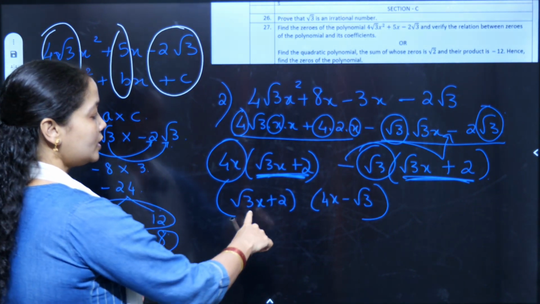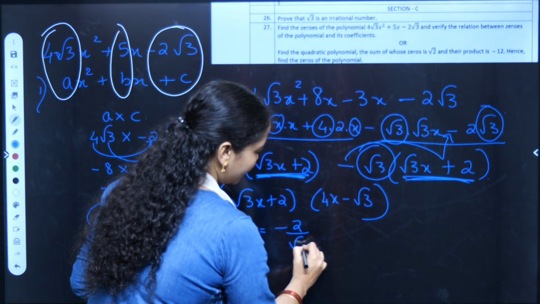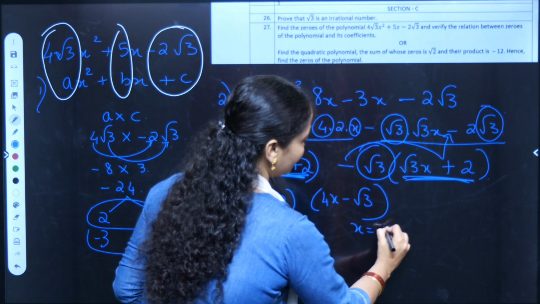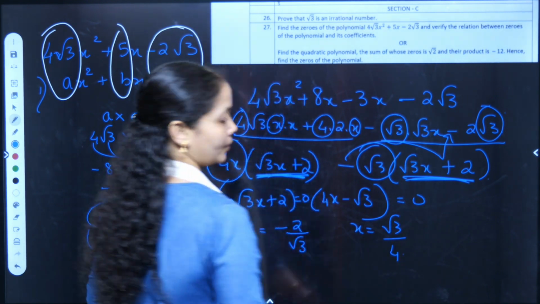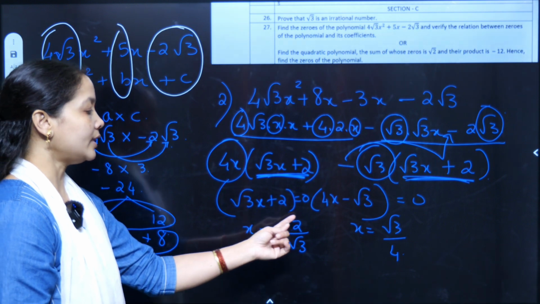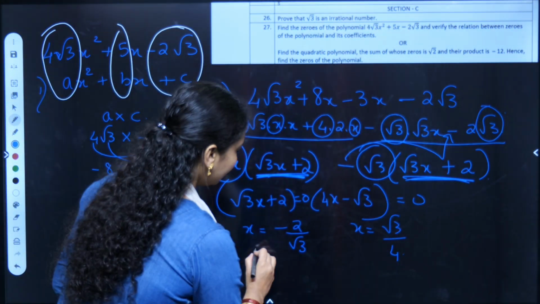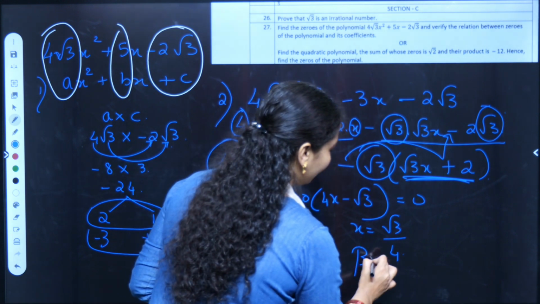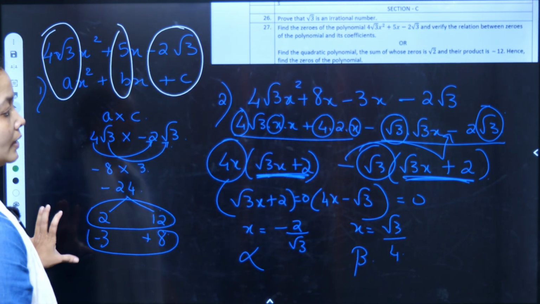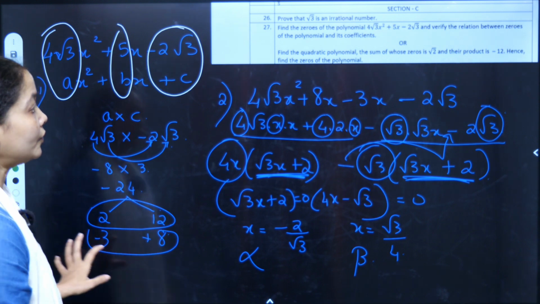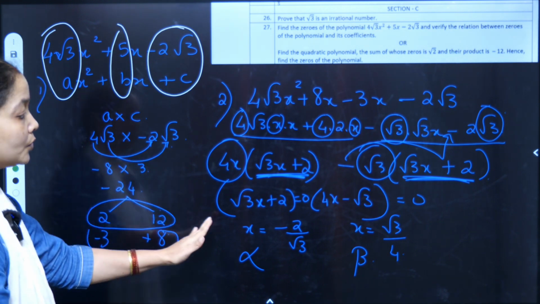So my roots are x is equal to negative 2 by root 3 and x is equal to root 3 by 4 when these two are equated to 0. When I equate this to 0, negative 2 by root 3. When I equate this to 0, root 3 by 4. So I'll consider this as my alpha, this as my beta. When I am finding the roots, I have to verify the roots also. For verifying the roots, I have to use the sum of roots, product of roots formula.